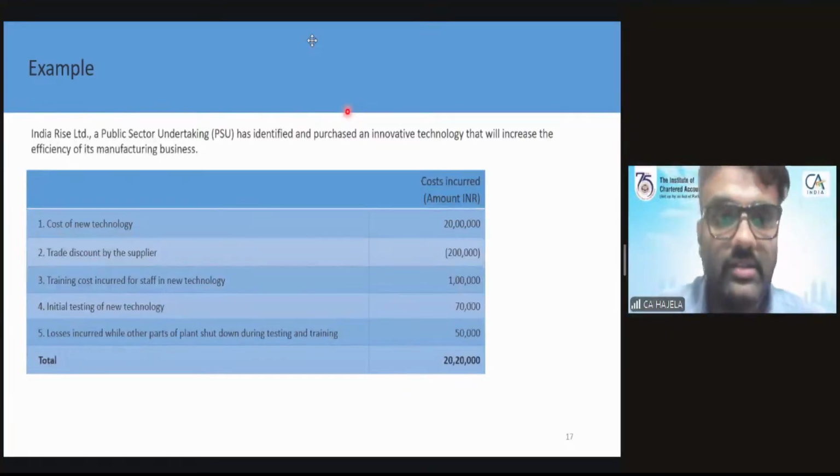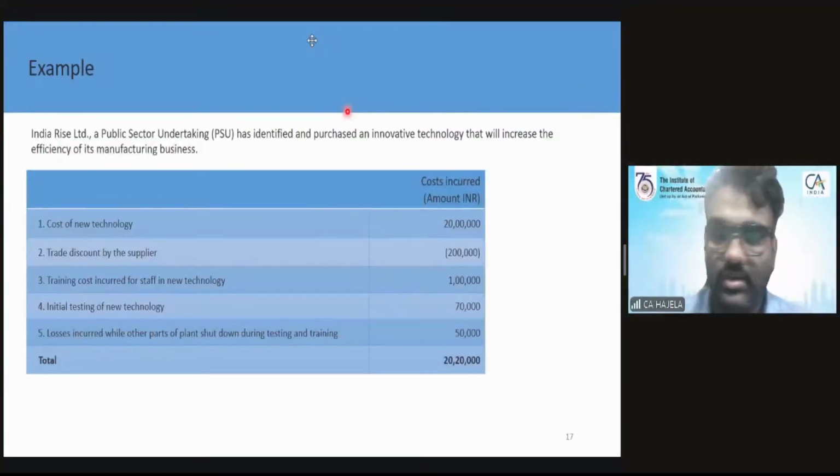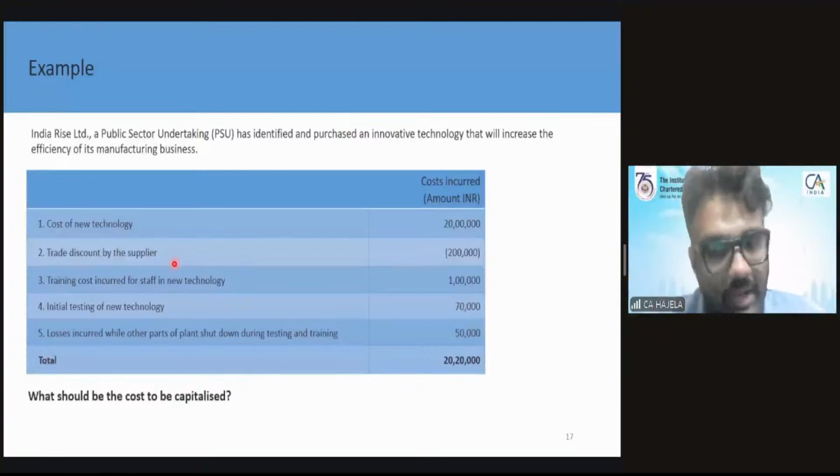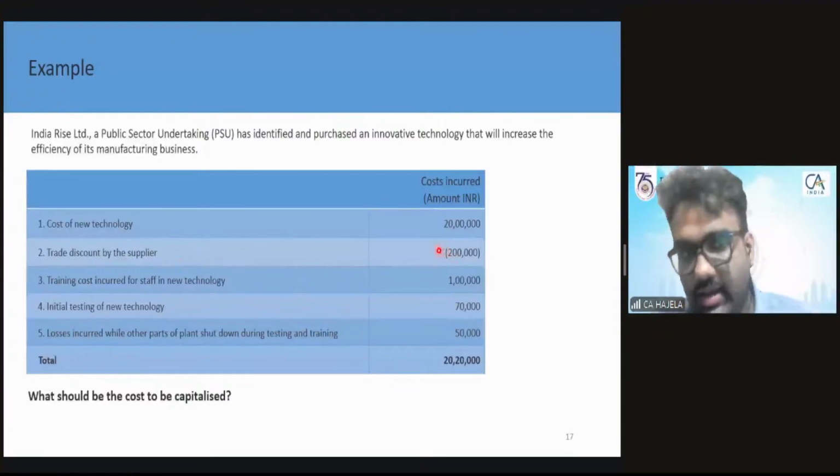All right. See, the cost of new technology is the purchase price that we are paying, so this deserves a place in our intangible asset cost. Trade discount by the supplier is again a discount. We are not paying this, so it should ideally be reduced from the cost.